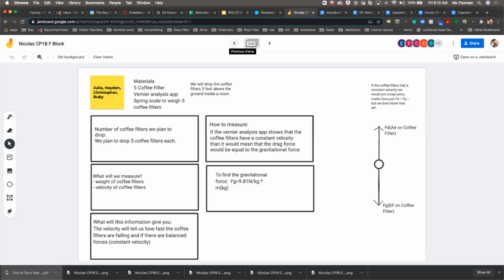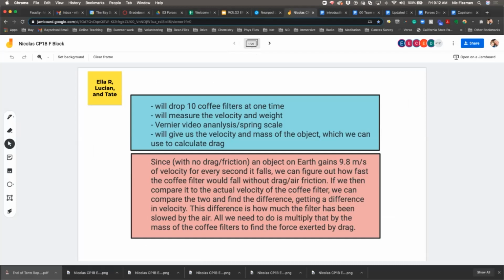Cool. Like it. And last but not least, LR, Lucian, and Tate. Alrighty. Yeah, we are planning to drop also 10 coffee filters at once. And we're planning to measure the velocity and the mass of the coffee filters using the Vernier video analysis and our spring scales. That'll give us the velocity and mass of the object, which we can use to calculate the drag. We've also included here what we can do if the velocity isn't constant.